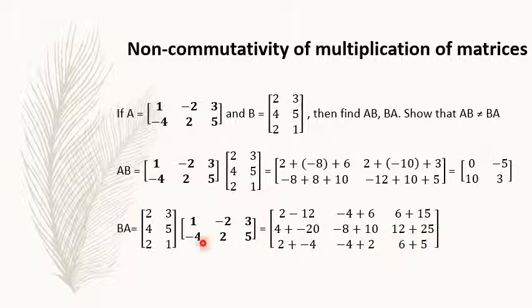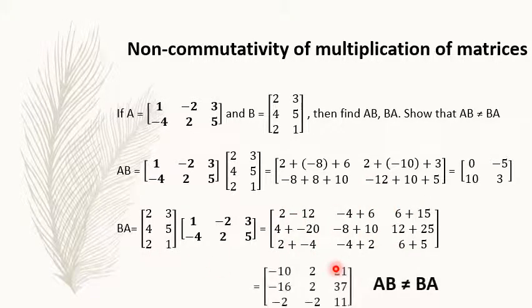So here A has 3 rows. So here B has 3 rows. Then BA has 3 rows. A has 3 columns. So BA has 3 columns. So here BA is a 3 by 3 matrix. Now check whether AB and BA are the same. AB is a 2 by 2 matrix. BA is a 3 by 3 matrix. Obviously, they are not equal. That is, AB is not equal to BA.